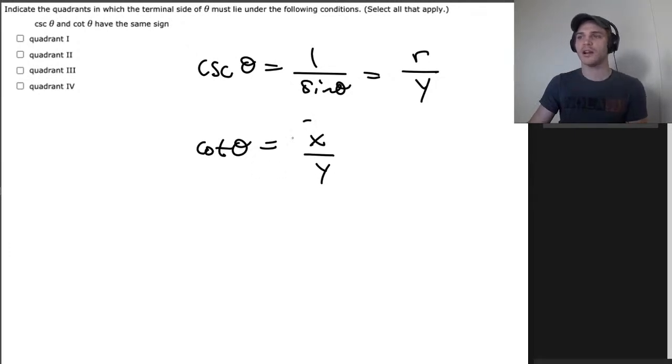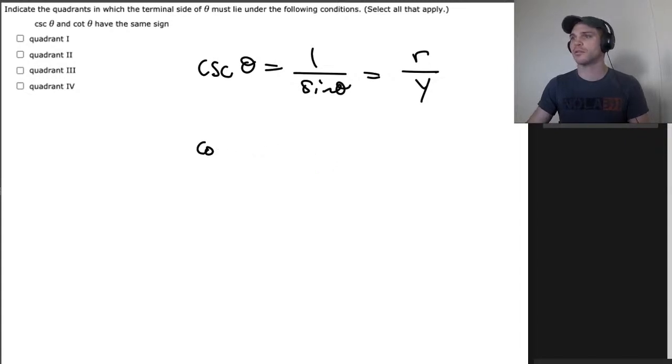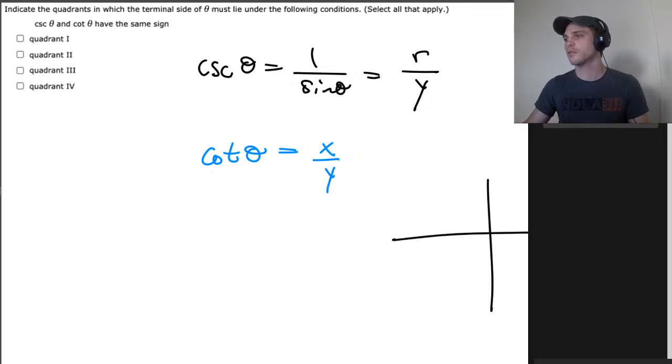I know that cotangent is positive. Actually, let's make this a different color. Let's make him blue. So cotangent of theta is, instead of y over x, it's x over y. Let's think of some coordinate plane here. Where is cosecant positive? Cosecant is positive where y is positive. So it's positive here, and it's positive here. It's negative here, and it's negative here.